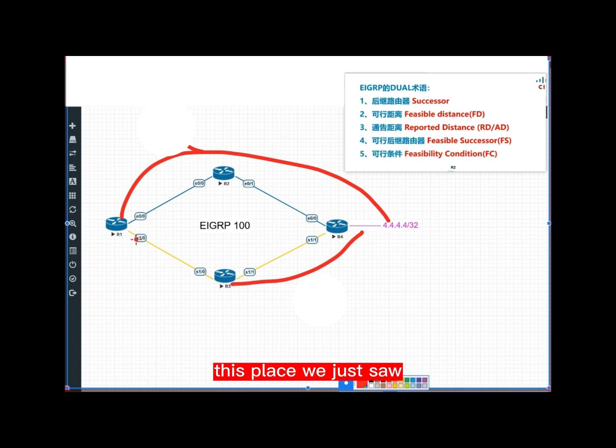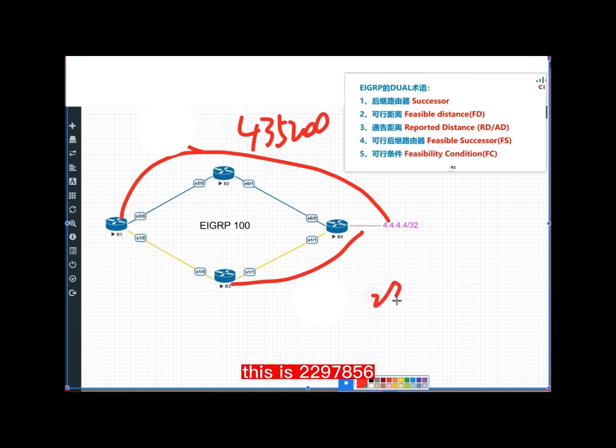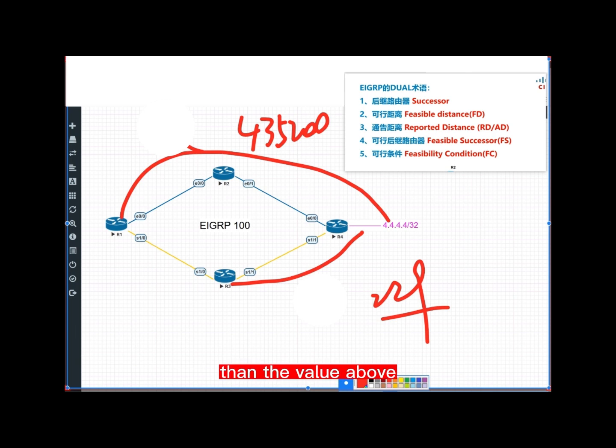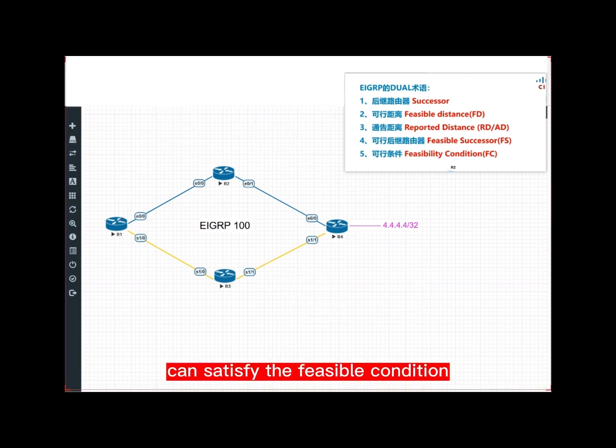This place we just saw. If I remember correctly, it should be 435,200. This is its value. This is 2297856. In short, I want to change the value below to something smaller than the value above, which can satisfy the feasible condition. Then we will modify it next.